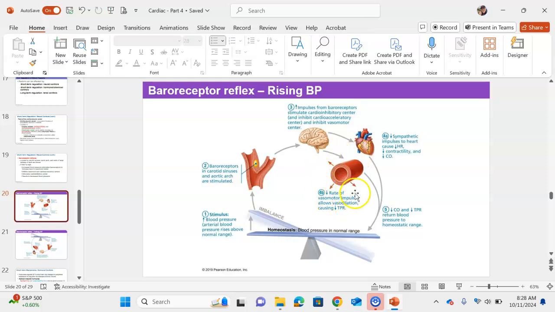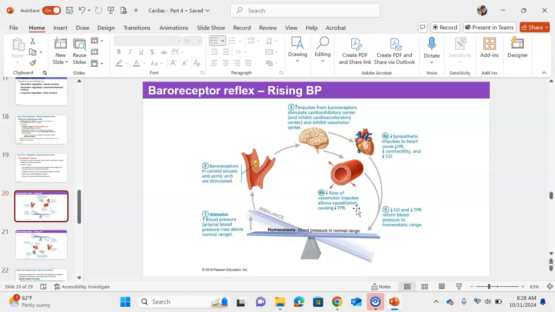And then over here, because of the inhibition of the vasomotor center, we get fewer sympathetic impulses to the blood vessels. And guess what? They dilate, vasodilation, like it shows us right here. And that makes resistance go down.